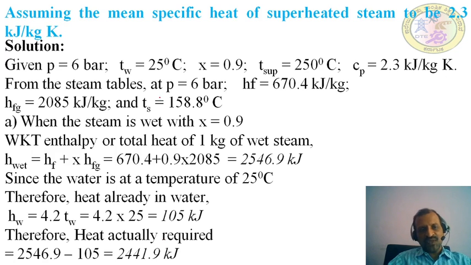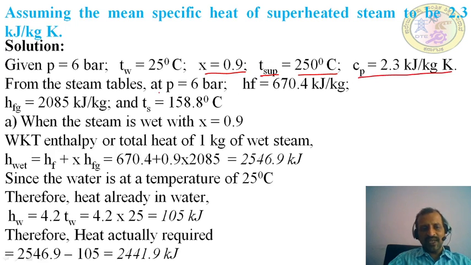Next, assume the mean specific heat of superheated steam to be 2.3 kilojoules per kgK. He has given that assumption. Next, the solution. Given is again pressure 6 bar, then the initial temperature of water is 25 degrees Celsius. The dryness fraction given is 0.9. Then T sup, the temperature of superheated steam, is 250 degrees Celsius, and the specific heat of superheated steam is 2.3 kilojoules per kgK. This is assumed in the problem.